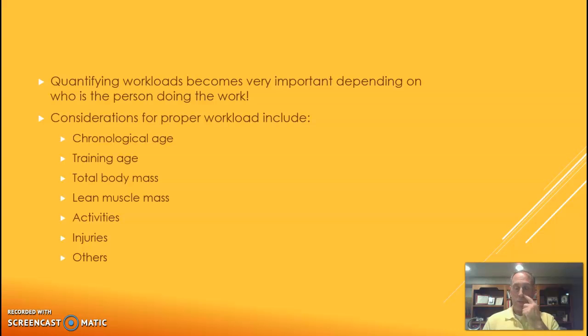So you really need to look at this when you start to quantify workload and compare it to the person that's in front of you. When you evaluate the person, you have to look at how old they are, chronological age, how long they've been working out, their training age, their total body mass, their lean muscle mass, which is also important, the activities that they normally do for their sport or their activity that you're training them for. Do they have other injuries? And there's a few other odds and ends, but for the scope of this presentation, we'll just stick to these main ones here up top.